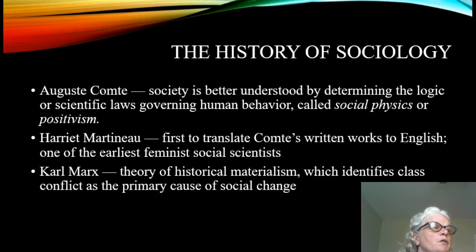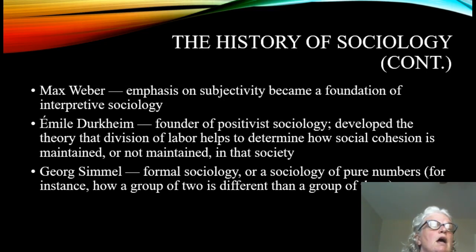And then we know other social scientists in history, such as Karl Marx. He is considered the father of conflict theory. And he looked at historical materialism and identified class and conflict in society. Some significant pieces coming into place. Max Weber, notice how it's Weber, not Weber, emphasized the subjective becoming the foundation for interpretive sociology.